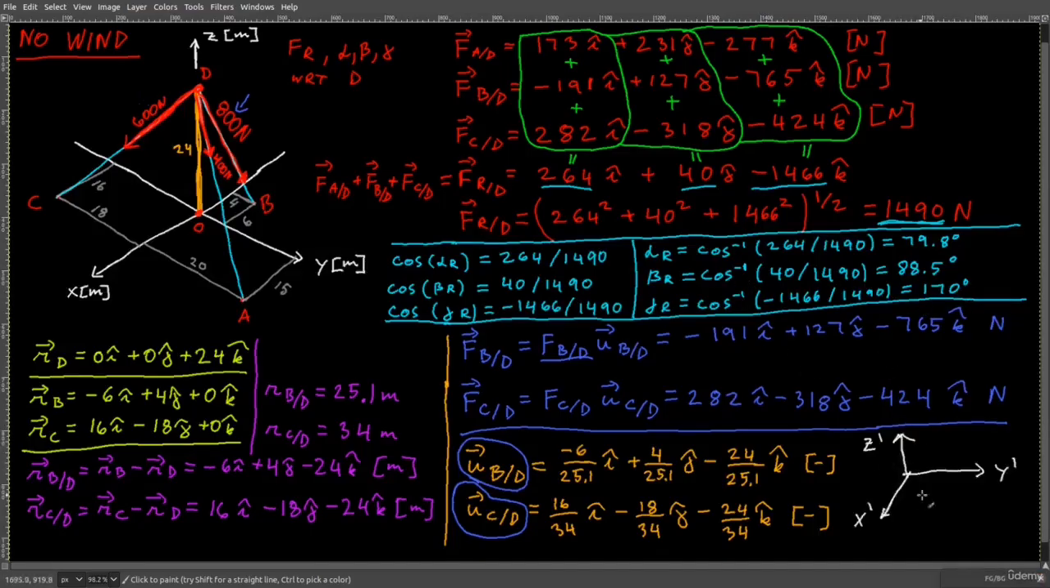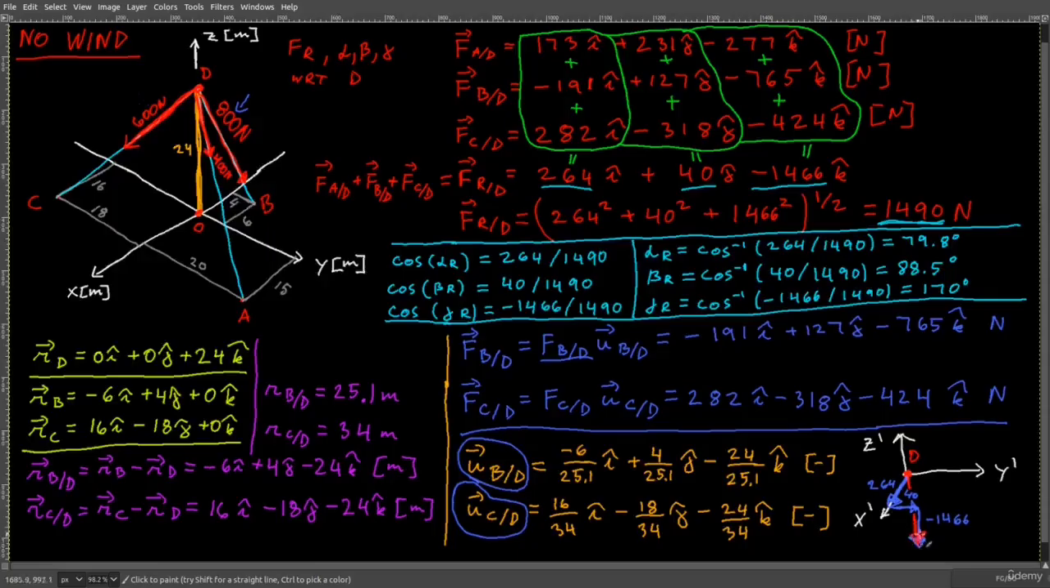This is your shifted coordinate frame here. This origin, that's the tip of your tower, that's this D point. This component, that's 264 newtons. Then this component, that's 40 newtons, which is this one, in the positive y apostrophe direction. And then this one, that's minus 1466 newtons in the negative z apostrophe direction. Of course, in reality, this arrow is a lot longer. It's just I'm simply out of space.